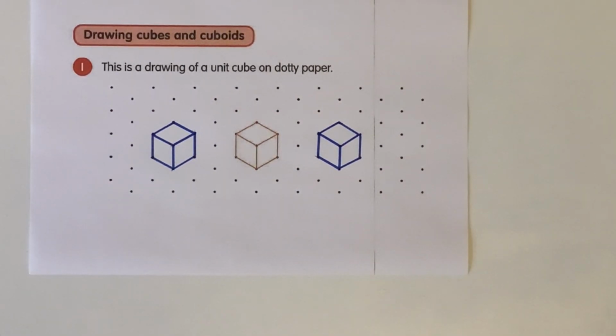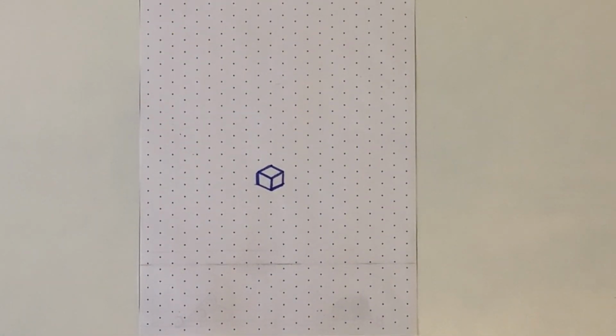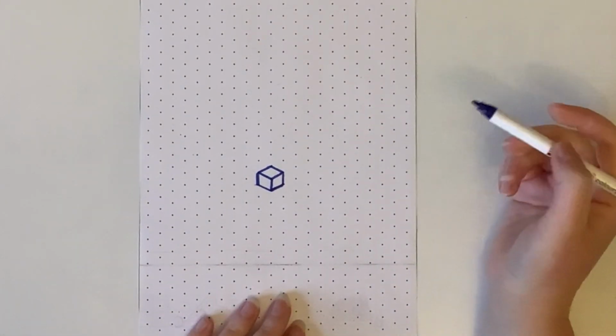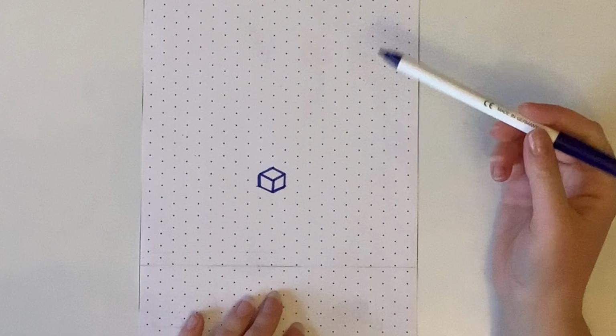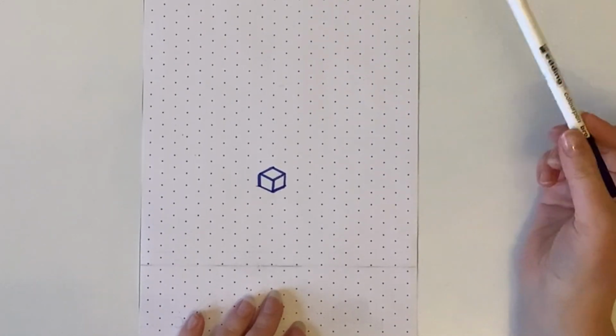Might be good if you pause the video and now have a go at drawing the two different cubes. Okay, now that we've looked at drawing a cube, I'm now going to look at how to draw a cuboid, which is basically a rectangular solid. So I start off with my cube, and there's a few ways that we can draw a cuboid. I'm just going to start off showing you one way.